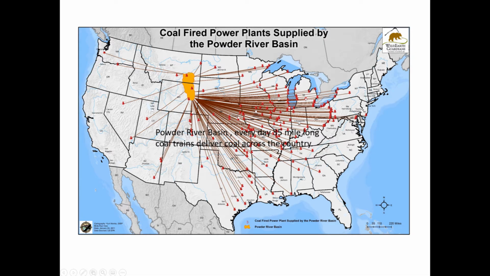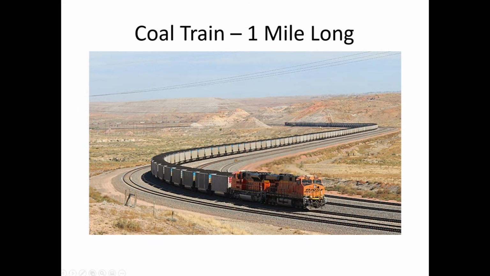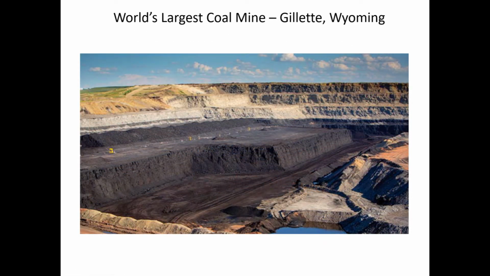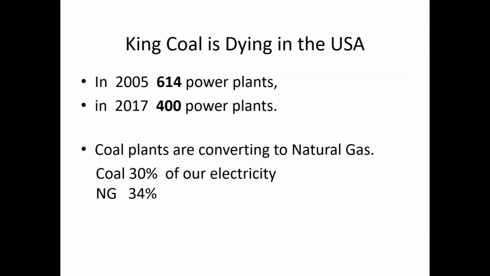A coal train running out of the Powder River Basin, located in the northeast corner of Wyoming. In the Powder River Basin, every day 35 coal trains, each a mile long, deliver coal across the country. These coal seams are up to 100 feet thick. Fortunately, king coal is dying in the U.S. Environmental concerns, and especially the availability of natural gas, have signaled the slow death of the coal era.